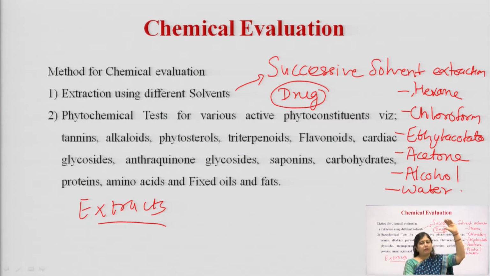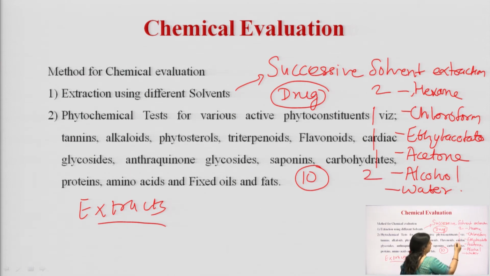Let me give you a very simple example: suppose there are 10 ingredients in our plant. We know 2 are completely non-polar in nature, they will go in hexane, 1 may go in chloroform, then 1 may go in ethyl acetate, 1 may go in acetone, 2 may go in alcohol, and 3 may go in water. So, rather than studying the 10 together, we have differentiated them into different extracts, and now our study becomes easier. So, that is the reason why we do the extraction.